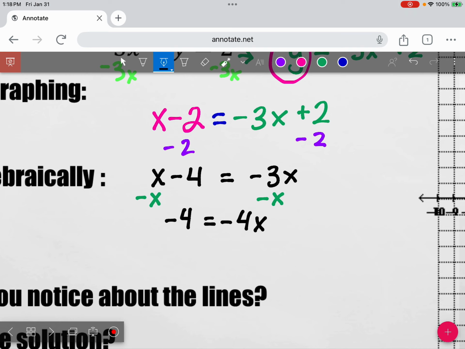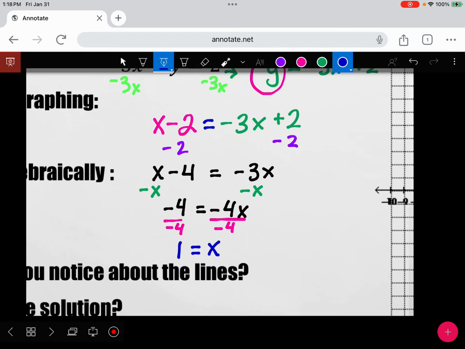How do I get my x by itself? Divide by negative 4. What is negative 4 divided by negative 4? 1. So my x equals 1. That's awesome. Does that help me find my whole solution?